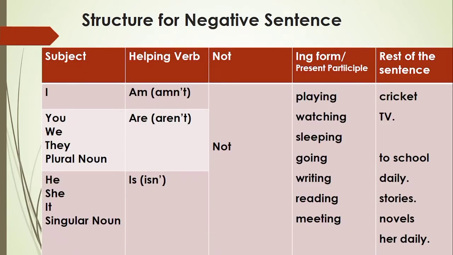Negative. Now, how to make negative sentences in present continuous tense? The first thing is that we bring the subject to the start of the sentence: I, you, we, they, or he, she, it. I is followed by am. You or we or they are followed by are. He, she, it, or a singular noun is followed by is. And then not. We can also make a contraction of the helping verb and not, like are not or aren't, is not or isn't, followed by the ing form and then the rest of the sentence.